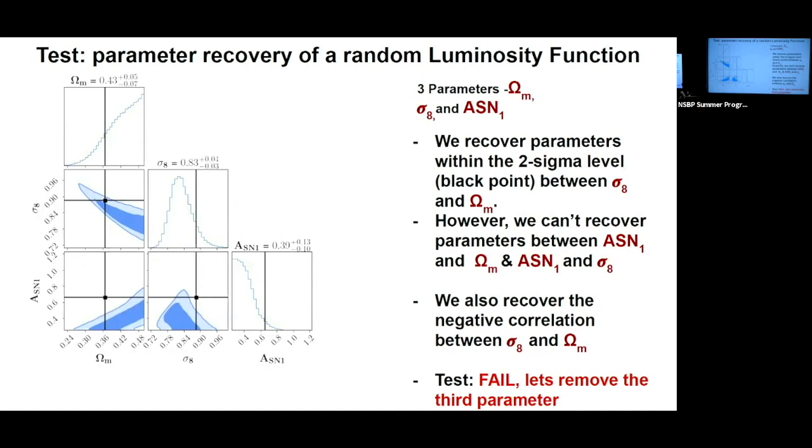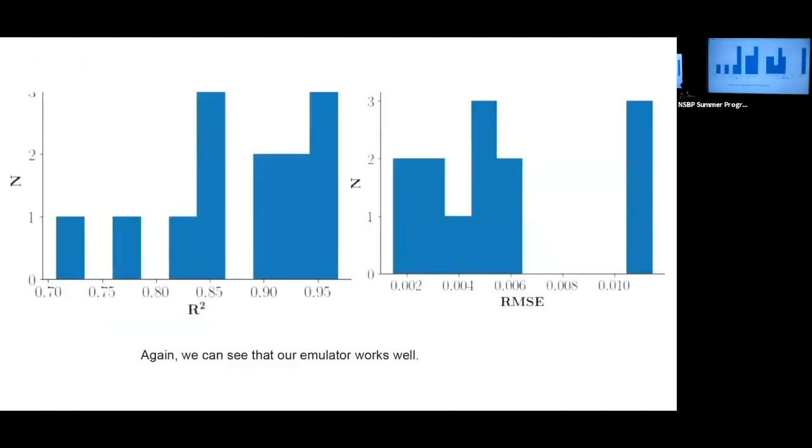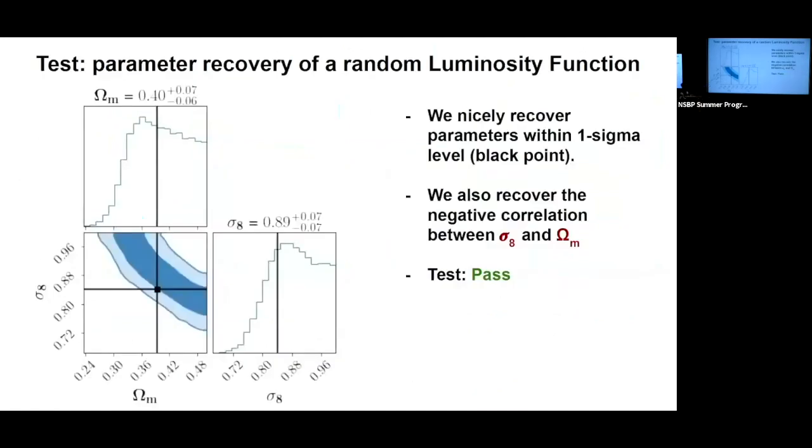So what we ended up doing was, what if we removed the stellar feedback parameter and we just trained the emulator with the 2 parameters, the omega matter and sigma 8. And again, we did that, and we were able to recover a somewhat good distribution of R-squared and low RMSE, which is good. And we can see that we're able to recover the luminosity function within 1 sigma level, which is extremely good.